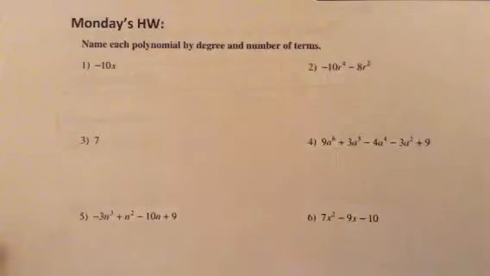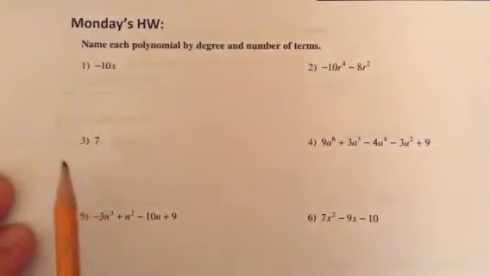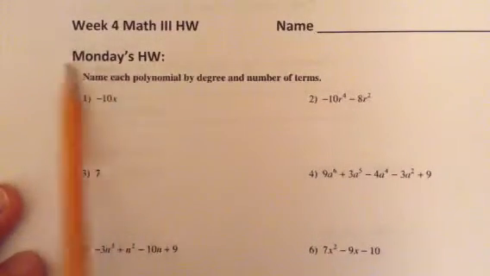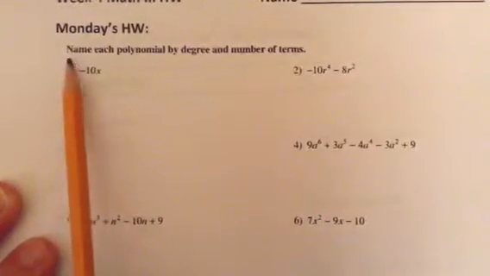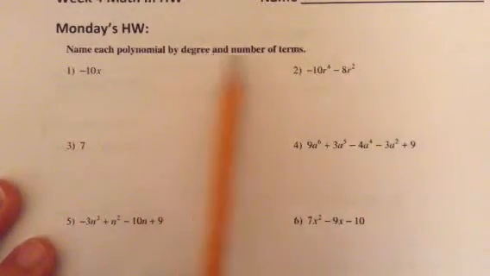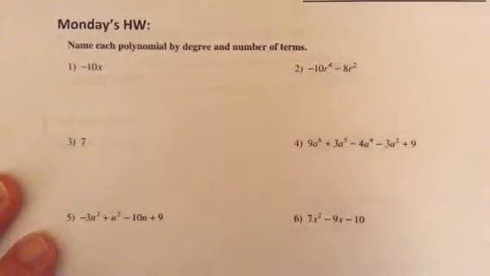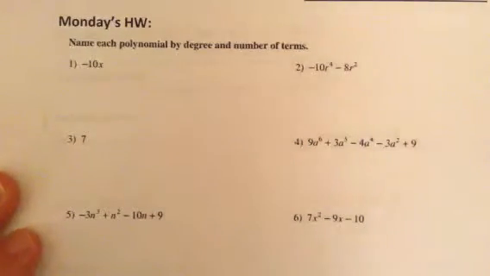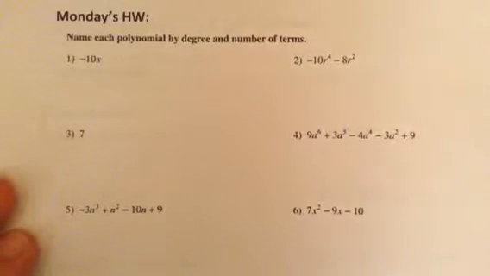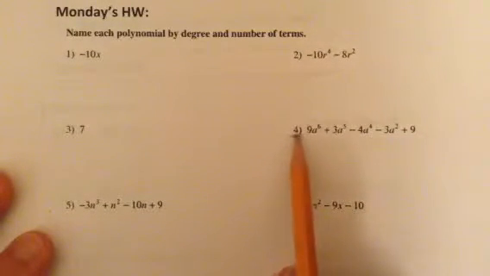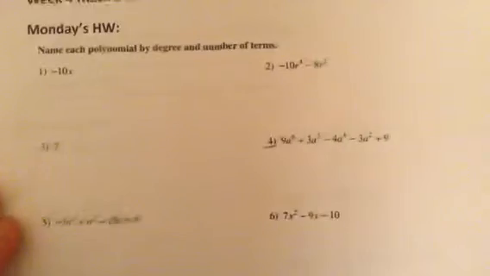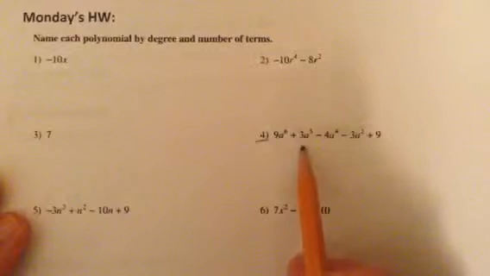So for the first set of questions on week 4's homework, the one that was labeled for Monday, the first set of instructions says to name each polynomial by degree and number of terms. So I'm going to go ahead and do problem number 4. And first off, by degree.